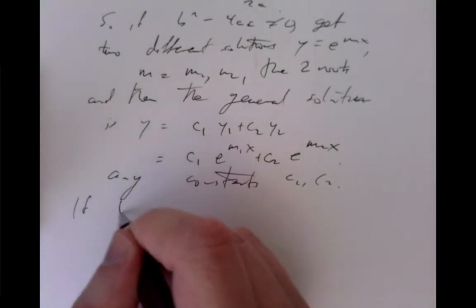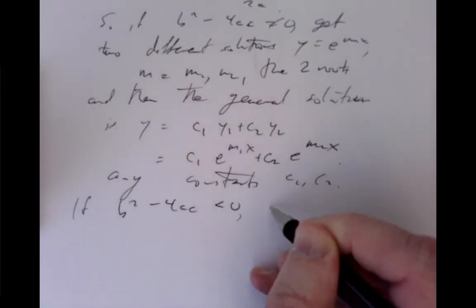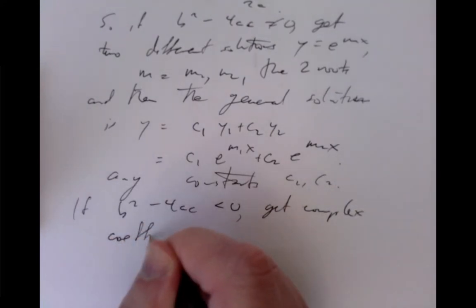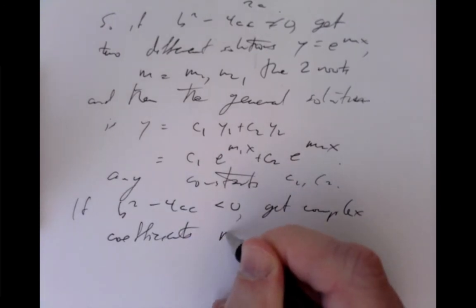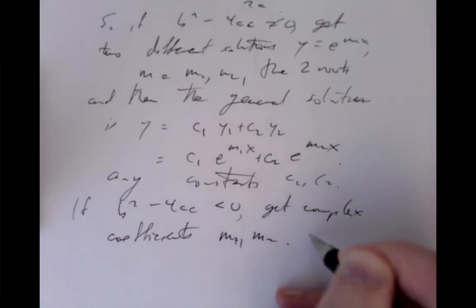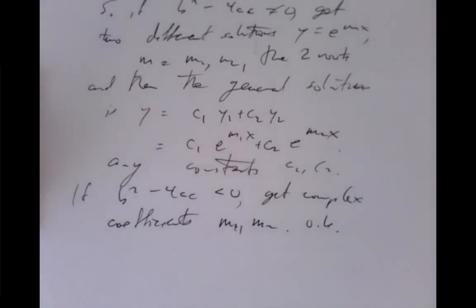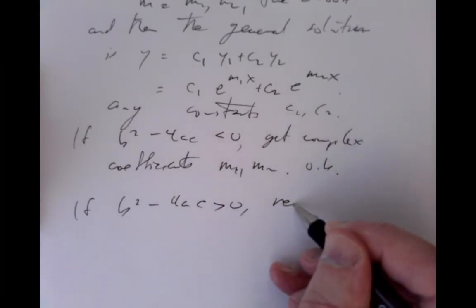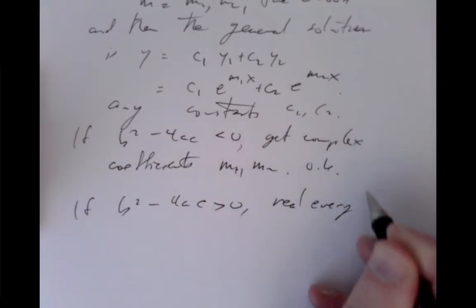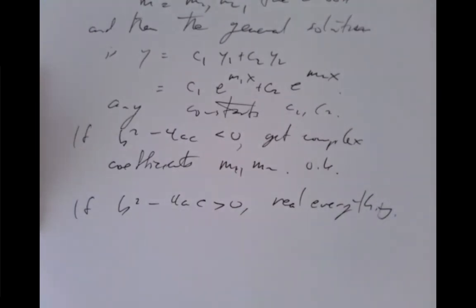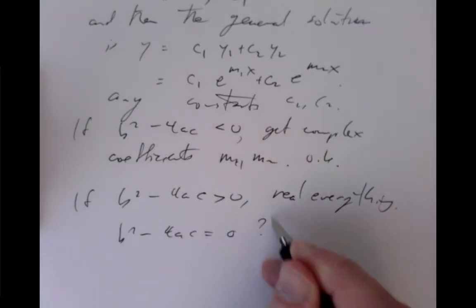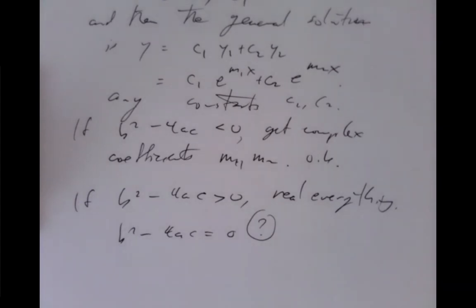So if b squared minus 4ac is less than 0, we get complex coefficients or complex roots m1, m2, but that's okay. We still work with them, and we try to figure out how to get things to be real. If b squared minus 4ac is positive, then we get real everything, and we don't ever leave the real numbers at all. The whole story works perfectly well. And what if b squared minus 4ac is 0? Well, we won't worry about that. We'll leave that for another class.